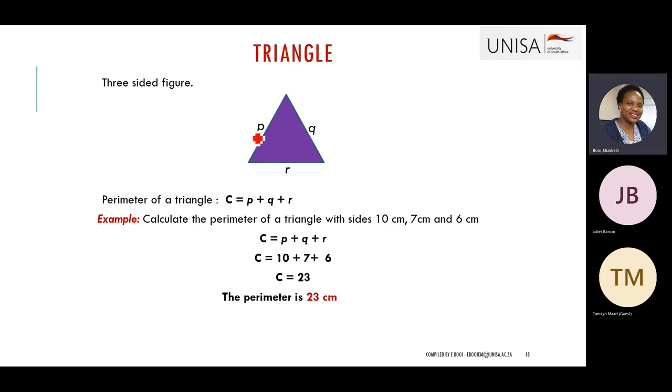Just making assumptions, if this is 10 centimeters, 10 centimeters, 7 centimeters, and 6 centimeters, I just add all of them. So perimeter meaning adding all the sides. The formula for a triangle is A plus B plus C or P plus Q plus R, depending on the sides that are labeled. So our C will be 10 plus 7 plus 6, which gives us 23 centimeters.